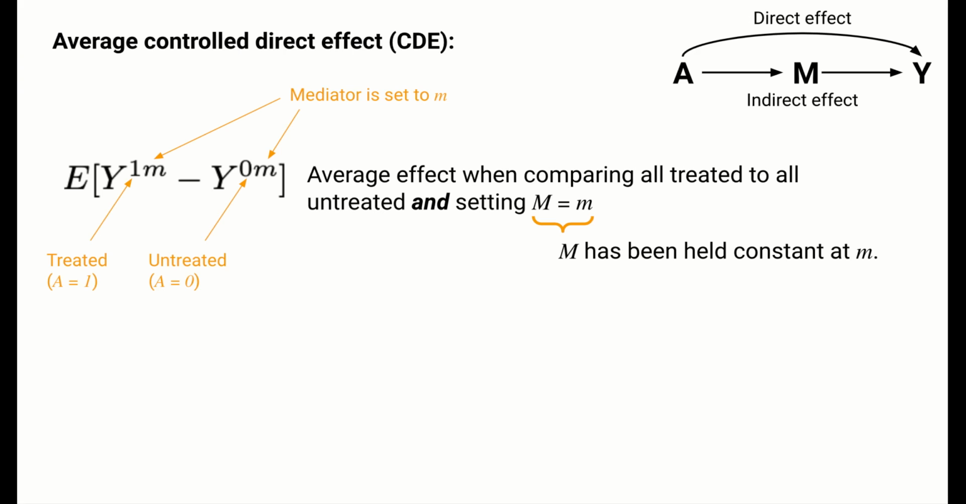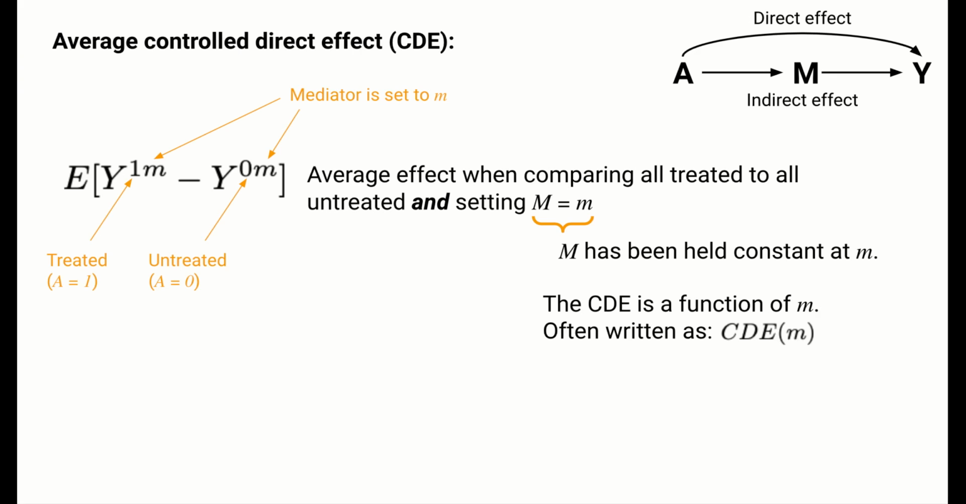Hence the name controlled direct effect. We are controlling M, holding it fixed, which blocks the indirect causal pathway through the mediator. This allows us to just see the direct effect. Note that the CDE is a function of m because its value can be different depending on the value of m chosen.